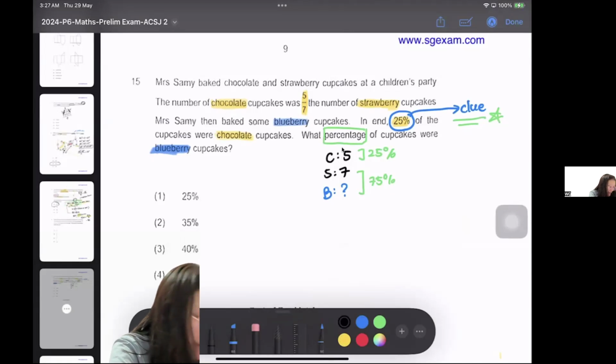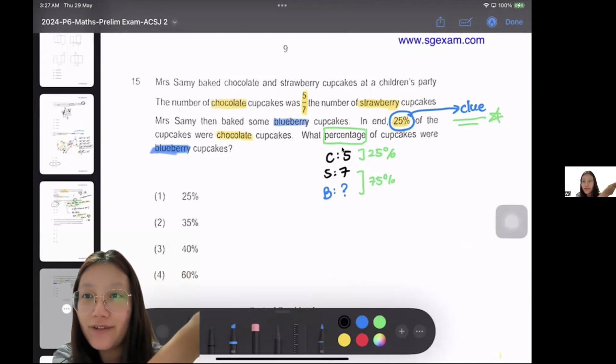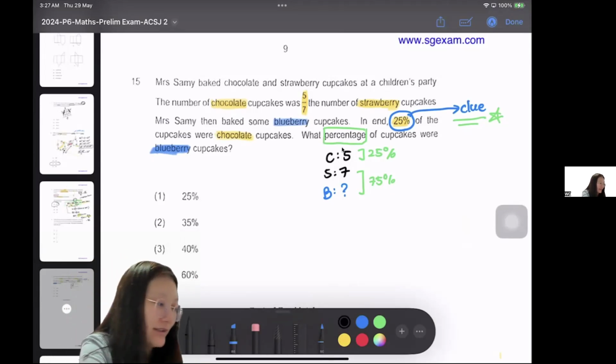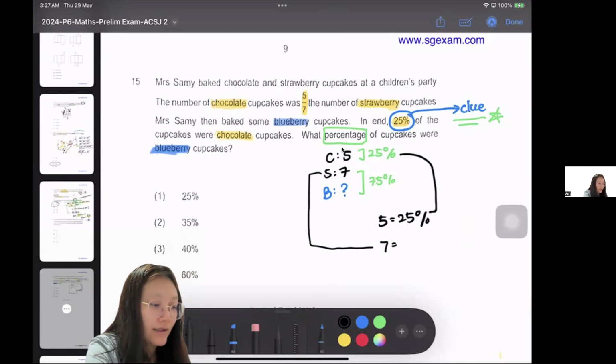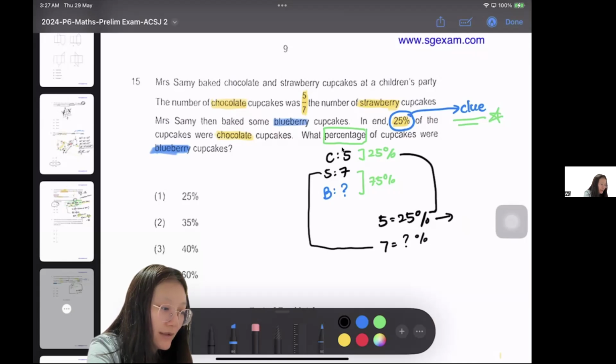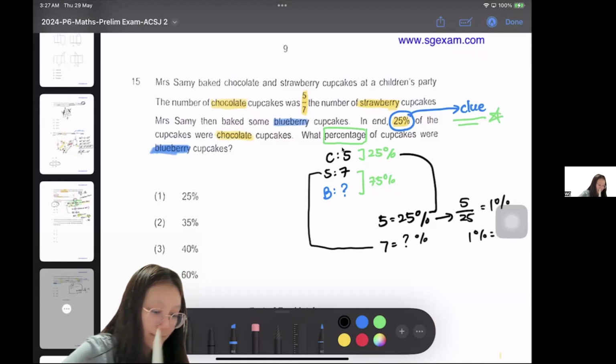You write 5 is to 7. So you know that 5 is 25%, correct? 5 equals to 25% based on over here, okay? So that means that if you want to find the strawberry, is 7. So if 5 equals 25%, you want to find what 7 is, right? How many percent? Okay, you need to first find the 1%. So 5 divided by 25 equals to 1%.